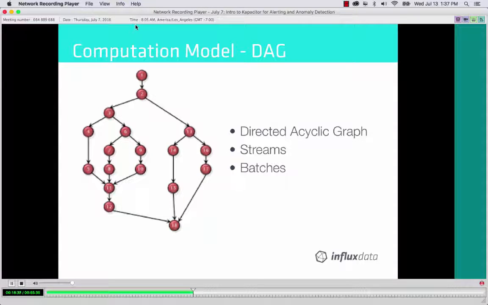On that note, Kapacitor will allow you to process either streams or batches. And it's entirely possible that one node can accept a stream but emit a batch. And the contrary goes as well. You can accept a batch but emit a stream. So these are the various things you can do with the system. We'll see in a little bit more detail what that means.